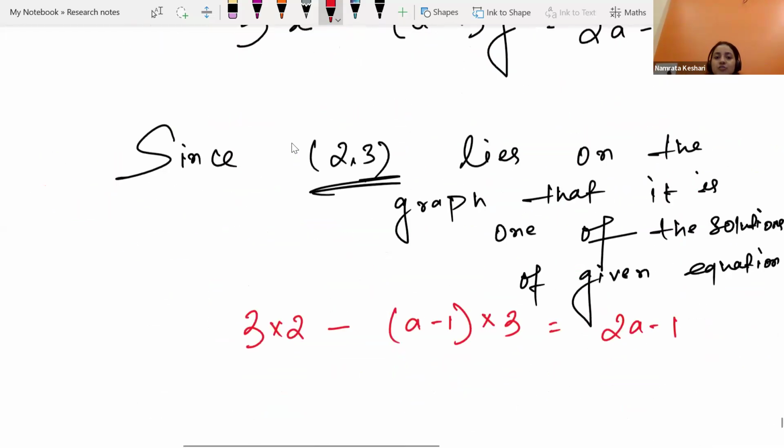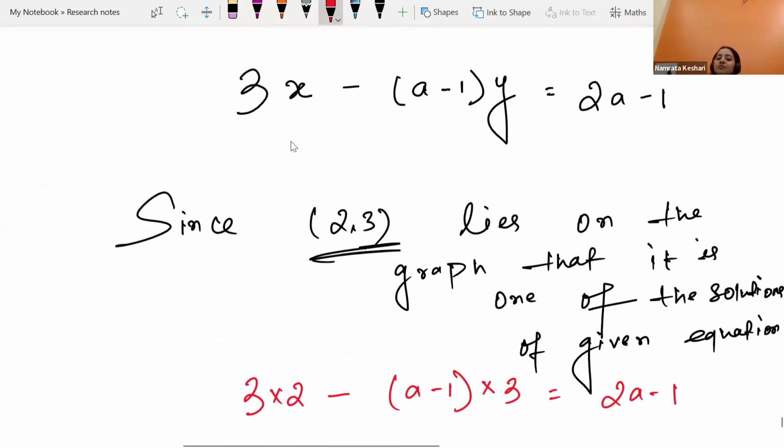Whatever we have done so far, does it look like that we can find a value from here? Yes or no? Students, does it look like we will be able to find a value from here? Yes or no?